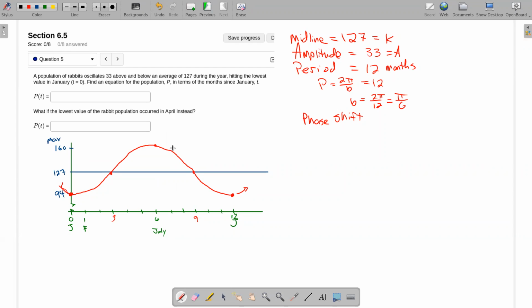Okay, so what do I want to use, sine or cosine? I guess I'm going to pick that as my target. So maybe this right here used to be at the origin. So that needs to be shifted right 3, up 127. So this would be then my phase shift.